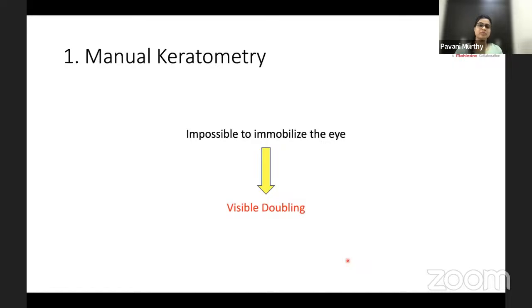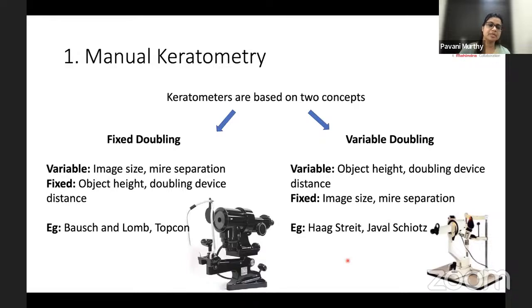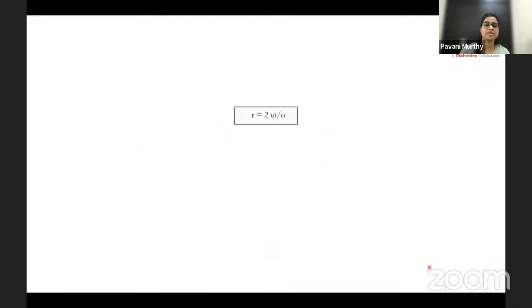So as it is impossible to immobilize the eye, we use a concept called the visible doubling. Depending upon which parameters are fixed, this can be based on two concepts called the fixed doubling or the variable doubling. Fixed doubling has a fixed object height and doubling device distance. What is variable is image size and the Mire separation. An example is a Bausch and Lomb keratometer. In variable doubling, image size and the Mire separation is fixed, but the variable parts are the object height and the doubling device distance, like the Javal-Schiotz keratometer.